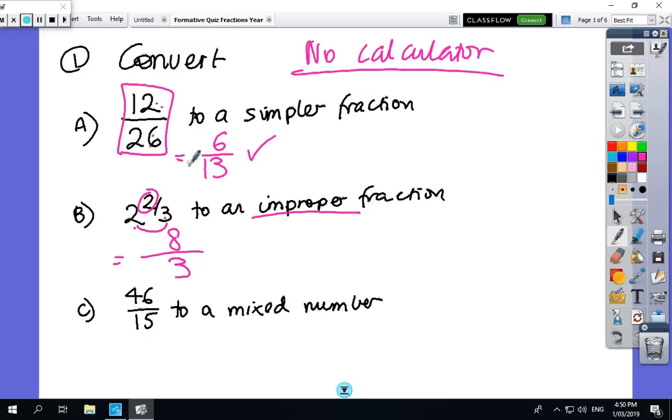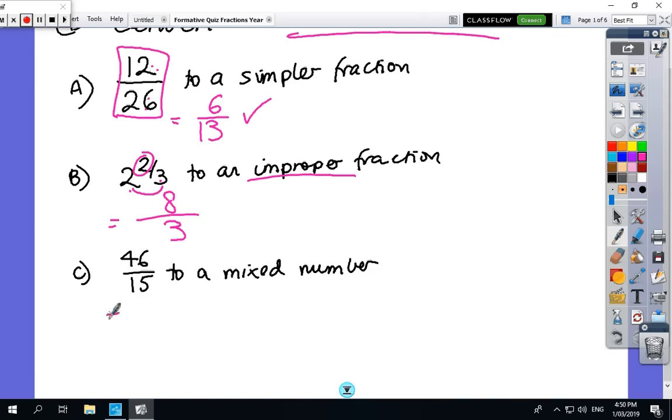And the next one, 15 into 46. Well, 2 15s are 30, so we've got more than that. So 3 15s are 45, and there's 1 left over. So the answer is 3 and 1/15. Okay, so that's the first page.